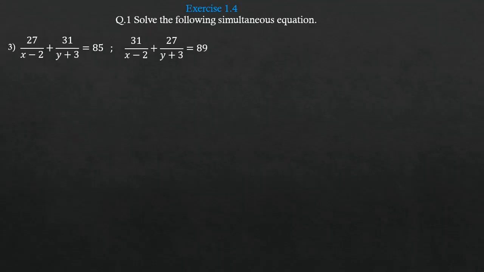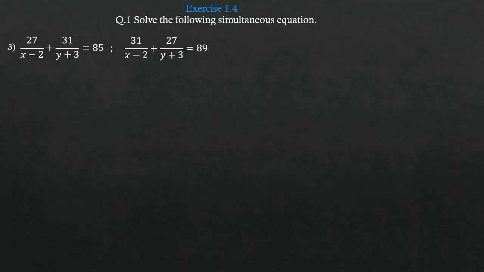Previously also we completed this type of sum. But what is the difference in this question and the previous questions? Previous question mein denominator mein monomial terms are there. Matlab ya to sirf x ya to sirf y hota tha. But now in denominator we have binomial, that is x minus 2 and y plus 3. But the way for solving this type of question remains same.